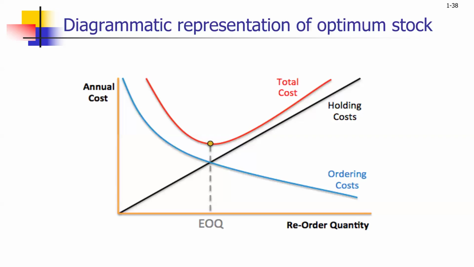So this is a pictorial representation of what we can call an optimum stock. So you can see the total cost line, which is the red one, the holding cost line, the black one, and then the ordering cost line, the blue one. So you see total cost will be a combination of the holding cost and the ordering cost. While the holding cost is increasing, the ordering cost is reducing. And then the total cost is like a U shape. It reduces and then picks up. So it is high, reduces to the optimum, and then picks up again.